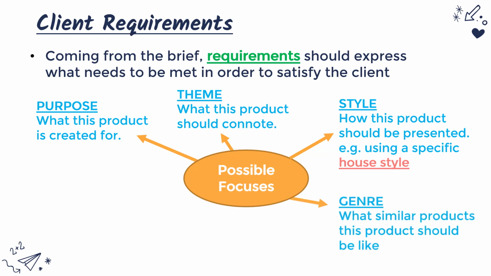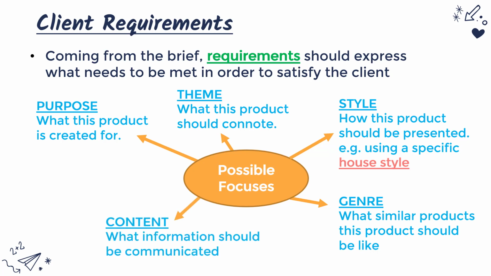And a similar point to style, all of these are quite similar to be honest, is genre. So a genre is a grouping of similar products, right? So a genre of music might be rock music or indie music, a genre of film might be horror, right? So in this case, what similar products should this product be like? Are there comparable products which you want it to be in the same sort of area with?